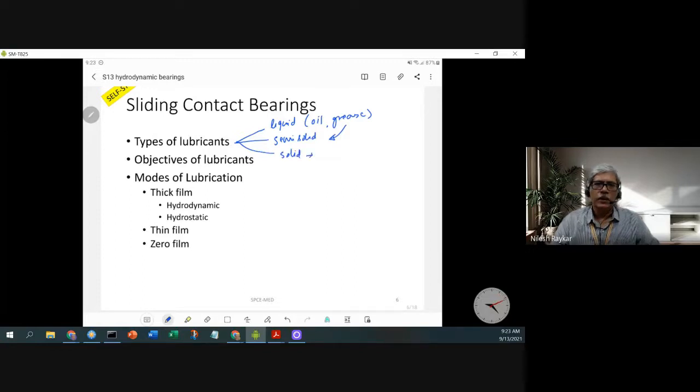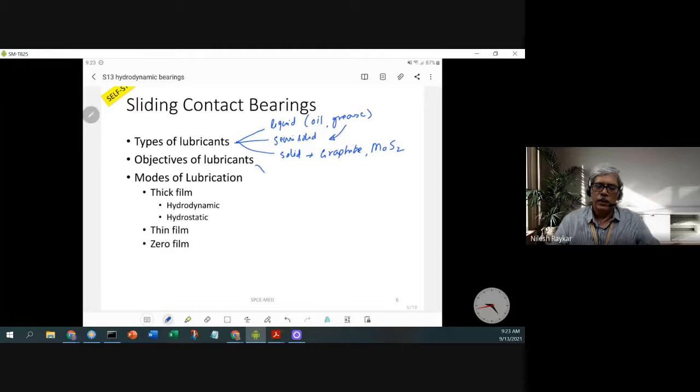The most common is graphite. Here there is no paste-like thing. It is just a solid powder that is used as a lubricant. It can be graphite or molybdenum disulfide. These are the two most common solid lubricants that are used. Of course, they will not come under the hydrodynamic bearing type, meaning the principle of operation will be different.